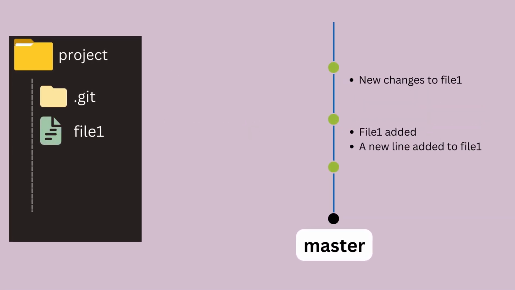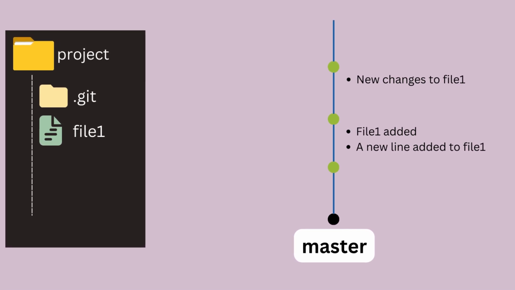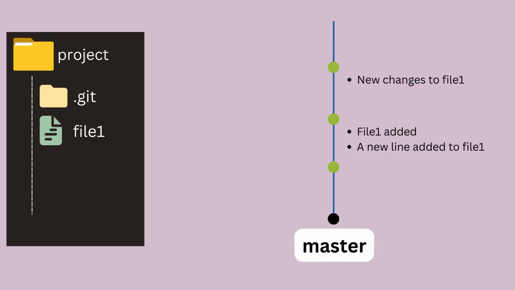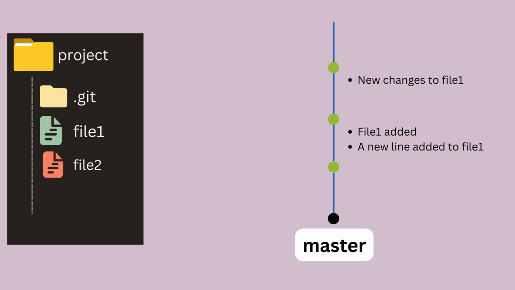Now let's say we want to try a new thing. For example, we want to add another file and try a new piece of code and see if it works. And we don't want it to interfere with our main project or main branch. What we can do is create another branch from a specific point in the timeline that we have using the git checkout -b command and the name of the new branch.